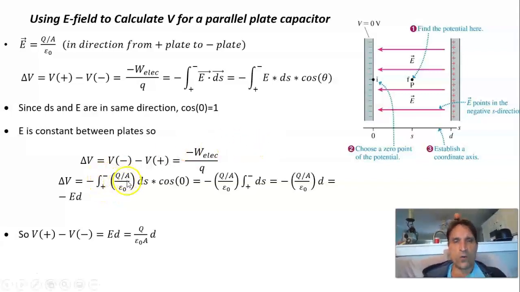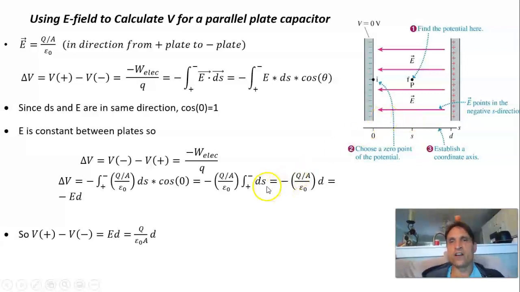The electric field is Q over A epsilon naught times ds times cosine of 0, which is 1. These are all constants, Q over A epsilon naught, so we can pull them out of the integral. And we've got a super easy integral here, where ds integrated across the plates is just the distance d between the plates. The integral of ds across a distance d is just d.